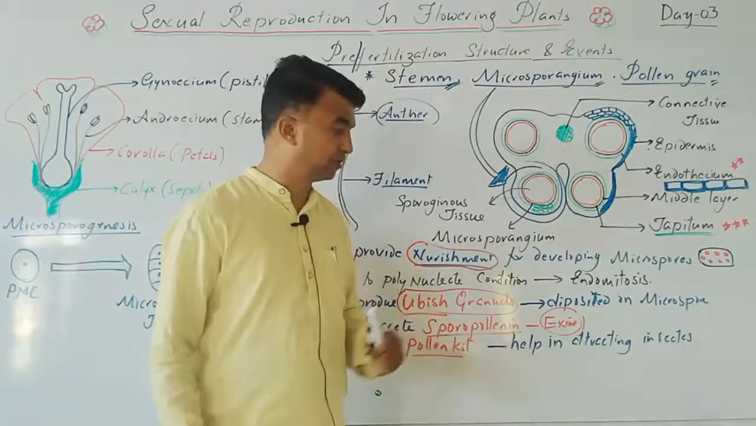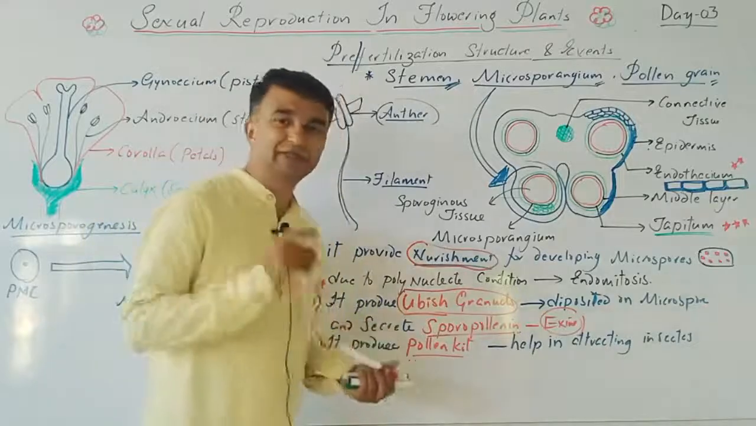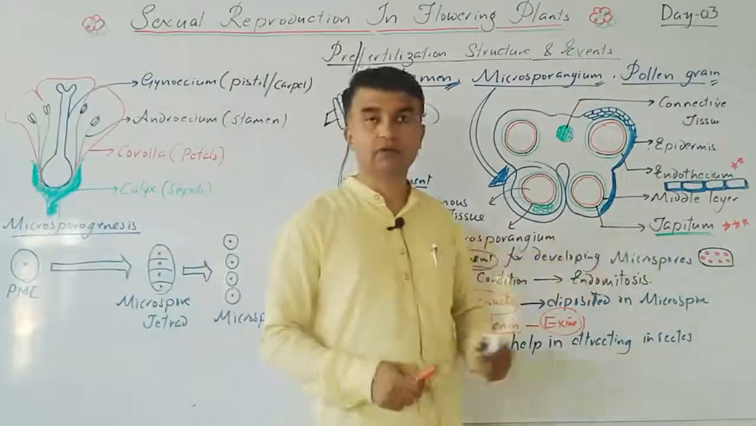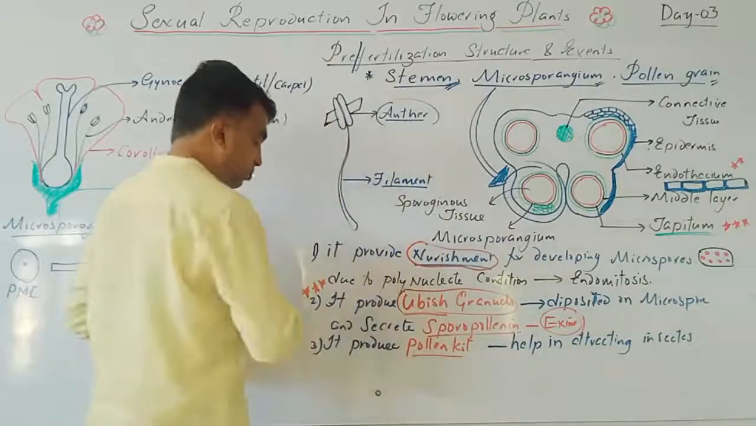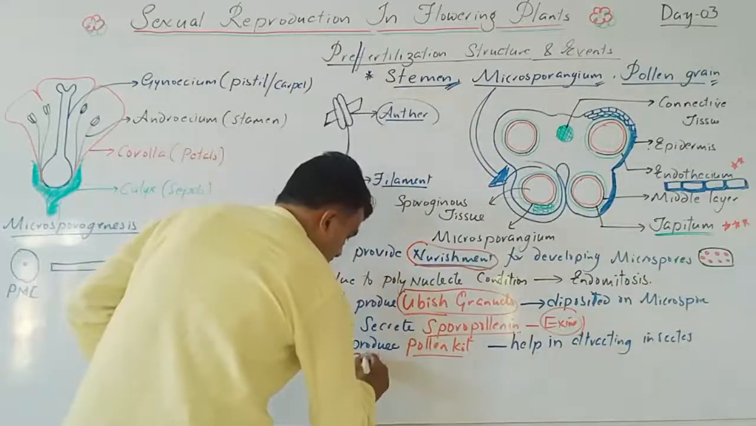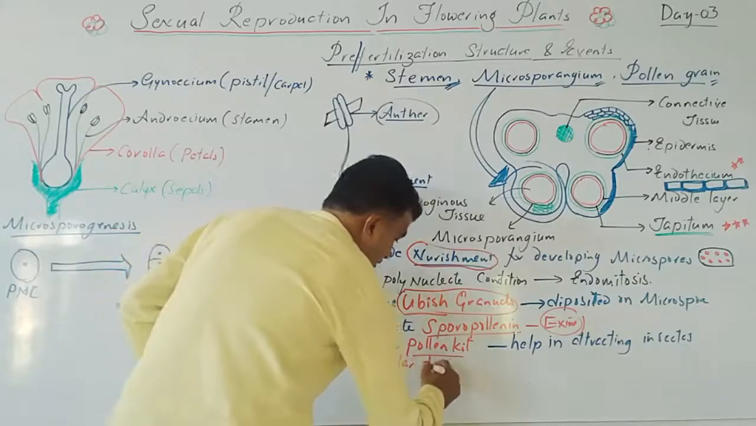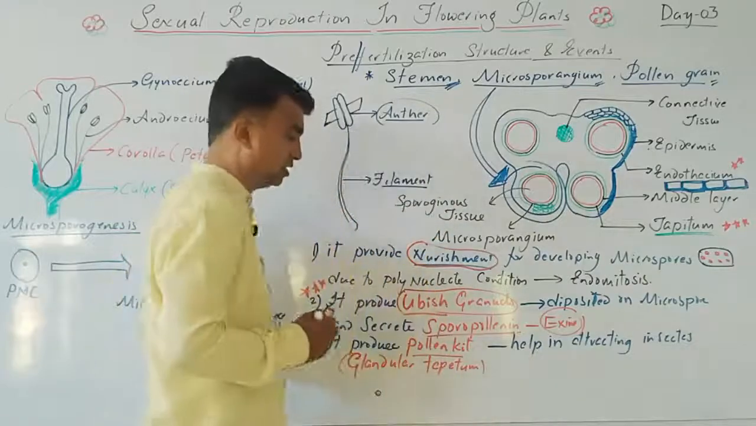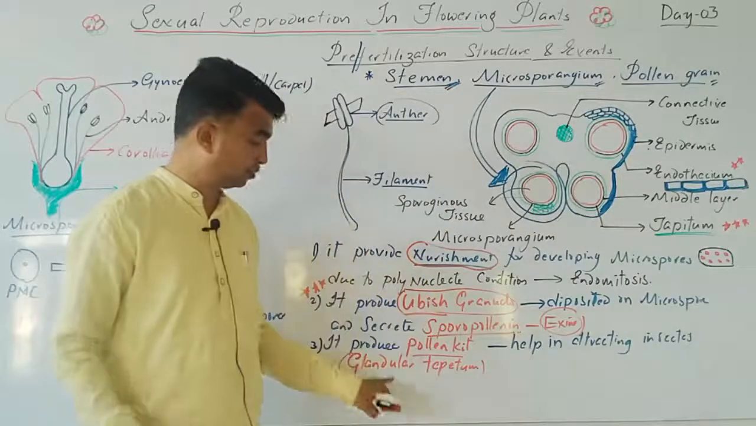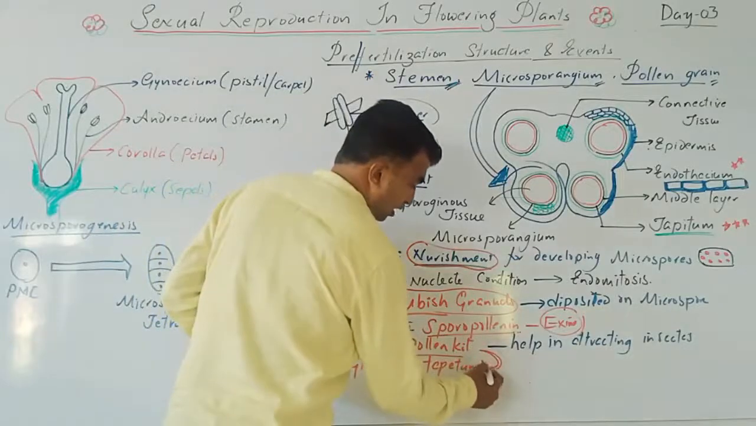One more thing, this pollen kit is produced by a specific tapetum. There are two types of tapetum. So this pollen kit is produced by only the glandular tapetum. The pollen kits are produced from the glandular tapetum.